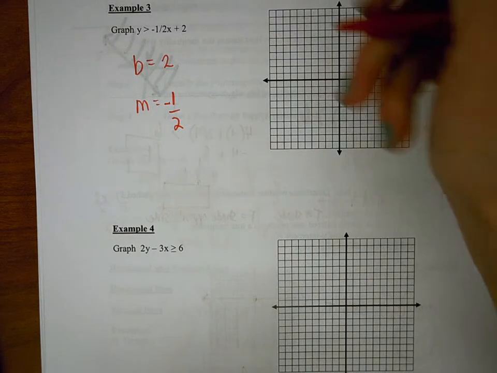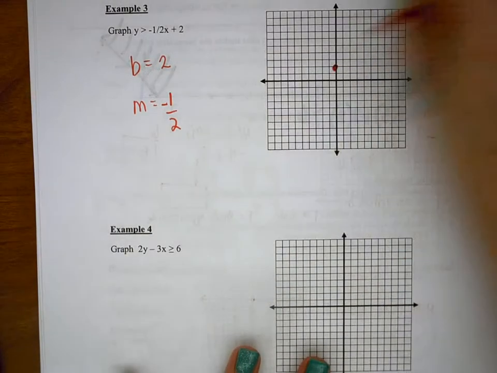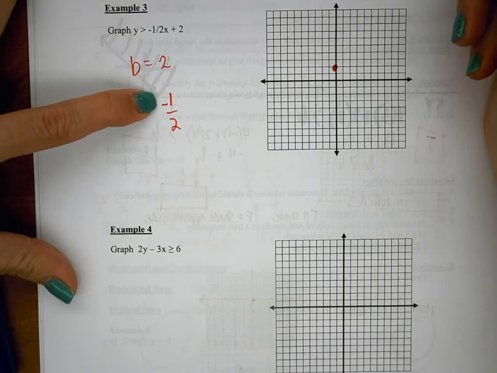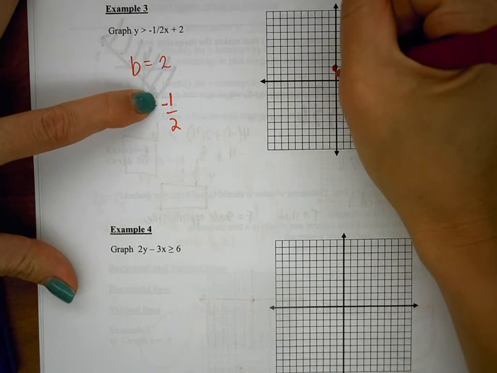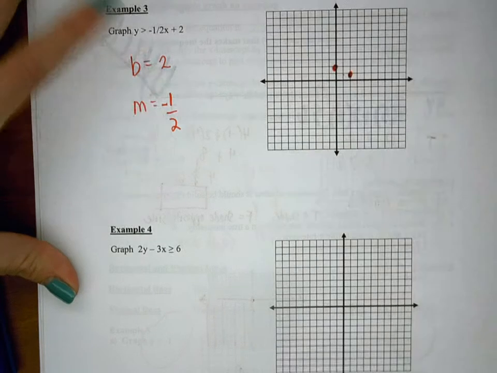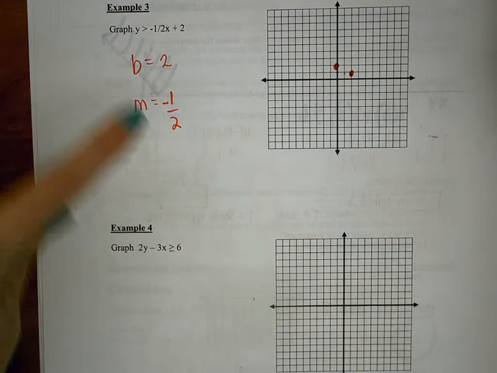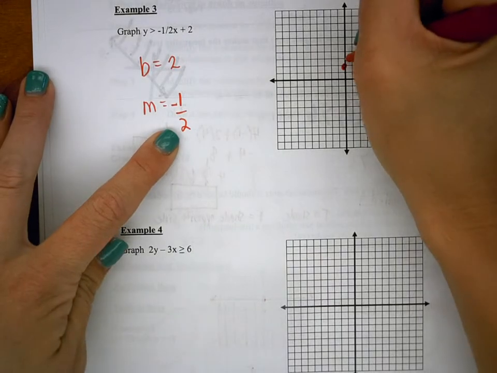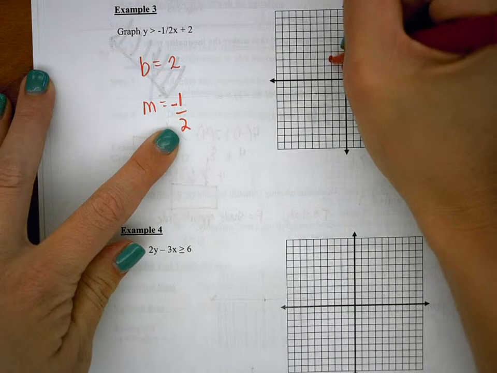So where do I plot my first point? Very good, up 2 and make our point. From there, my slope is -1/2. So what direction am I going to go? Down 1, right 2. Perfect. And I can stop there. Or remember, if we had put the negative with the bottom number, I would have gone positive up 1 and then left 2 for the -2.